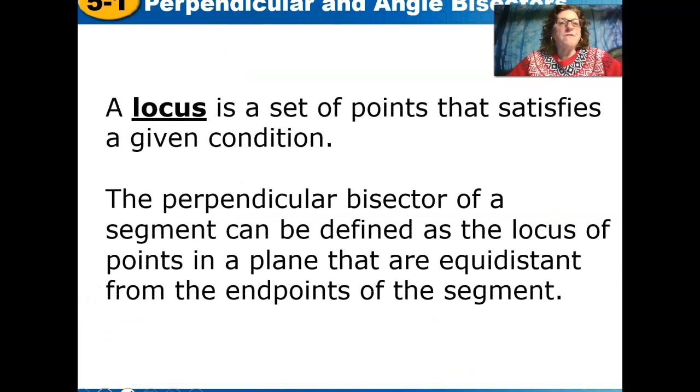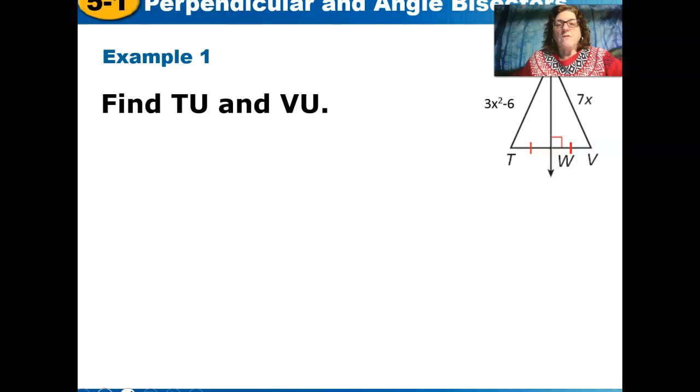The definition of locus says it's a set of all points that satisfies a given condition. So the perpendicular bisector of a segment can be defined as a locus of points in a plane that are equidistant from the endpoints of the segment. There are an infinite number of points on that perpendicular bisector that are going to meet those conditions. So please put the video on pause and answer this example problem.